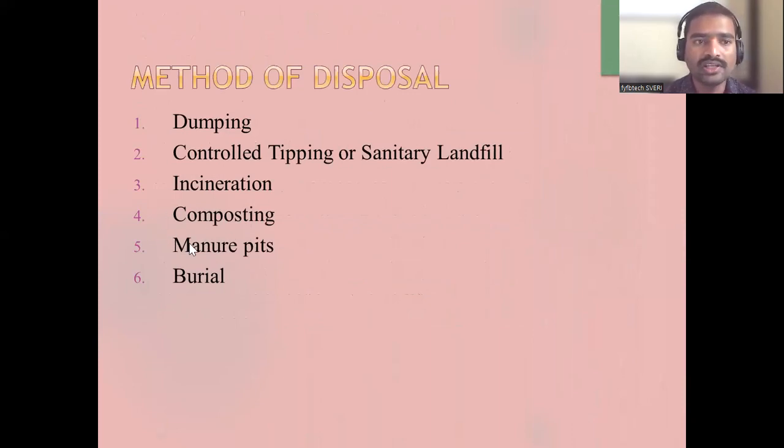In disposal there are different methods. The first method is dumping. Next one is controlled tipping, or sanitary landfill. Third one is incineration. Fourth one is composting. Fifth one is manure pits. Sixth one is burial. So what are these methods? We'll see one by one.